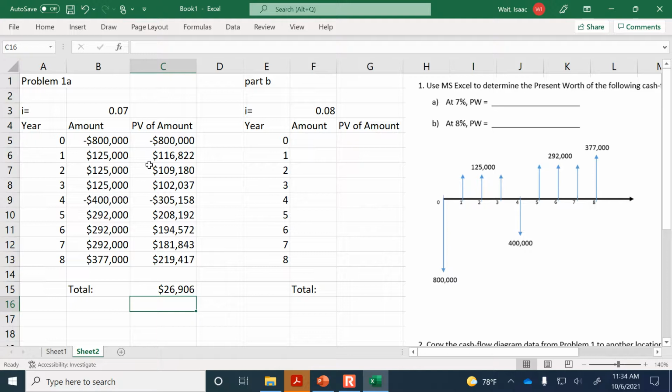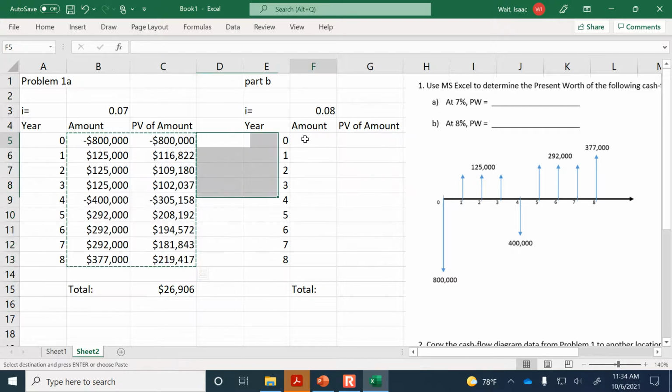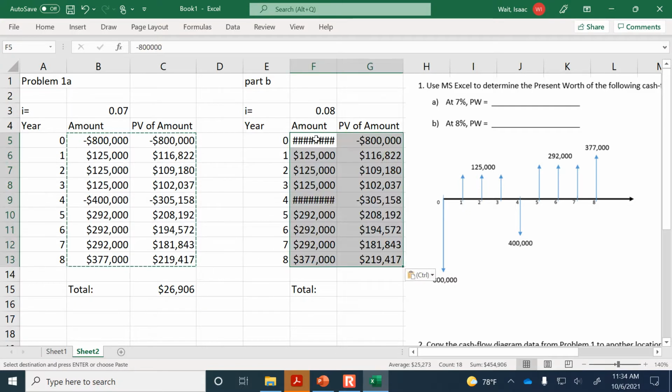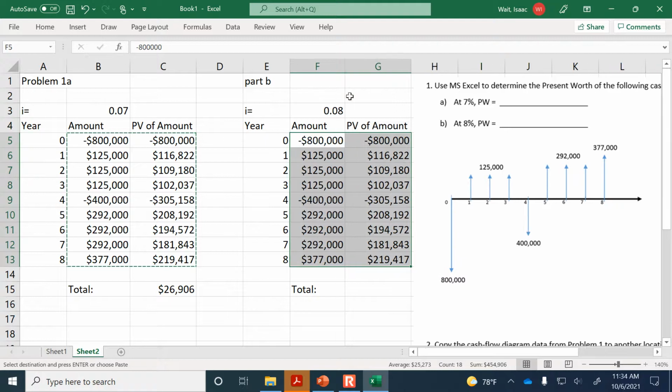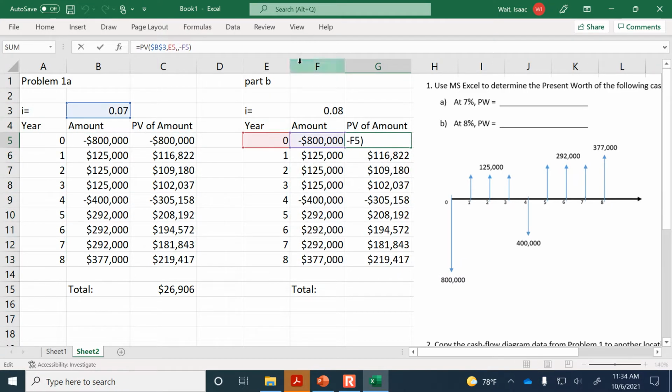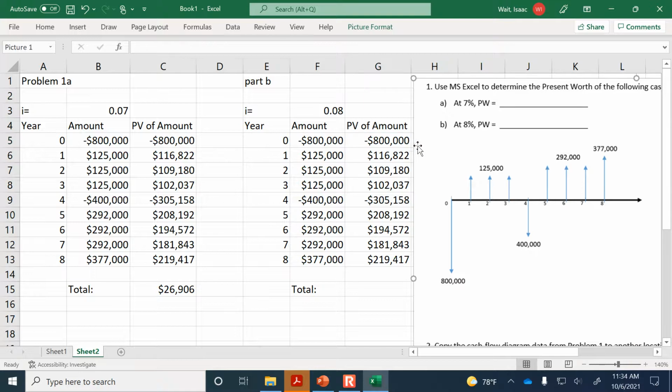Rather than type everything in a second time, I'm just going to copy all of this with Control C to copy, then highlight this cell, Control V to paste, and I'll need to update my reference to the interest rate. You can just click and, oh, hold on, I'm back in the formula here. See how it's highlighted in blue? If I click on the right spot, okay, right here in the border, then I can drag it over to that one. And then drag the formula down.